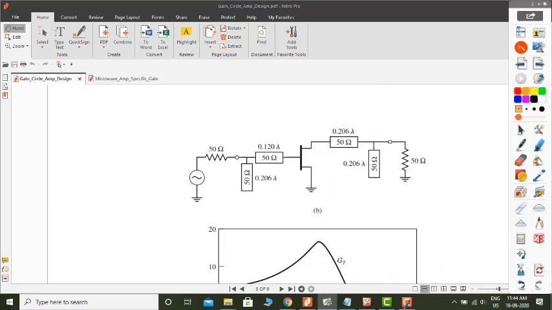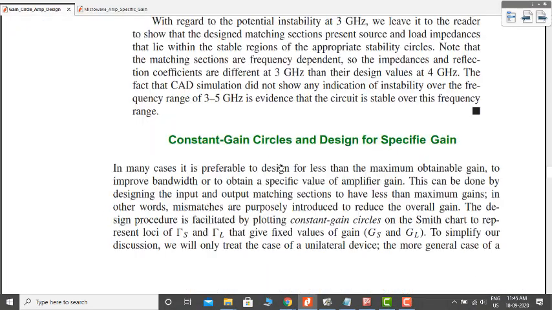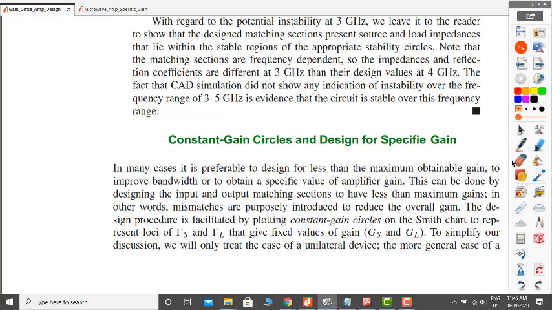So this completes the design. In the last class we discussed the procedure to design a microwave amplifier to get the maximum gain. So just now we discussed the procedure of designing an amplifier for maximum gain, and how much maximum gain we are able to get out of the amplifier system. That was discussed just now.